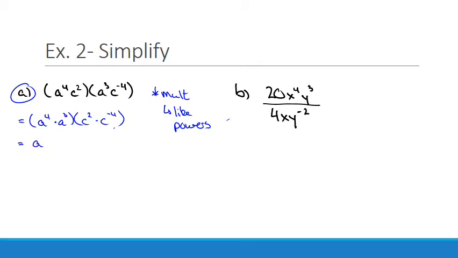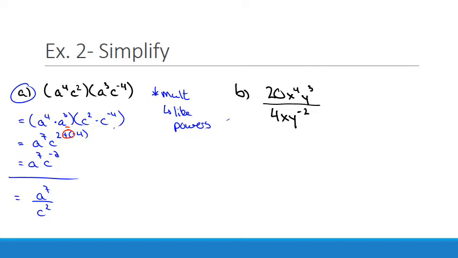4 and 3 will make 7. For c, I'm going to go 2 plus -4. So once again, I have a sign change. So it really becomes 2 minus 4. So I get then a to the 7th power, c to the power of -2. If they ask me to rewrite this as a power with positive exponents, then I'd leave it as a to the 7th power all over c squared. So that's the little adjustment you'd make if they ask that.